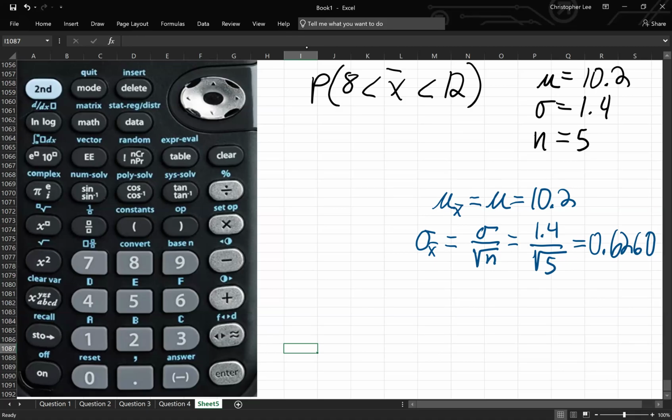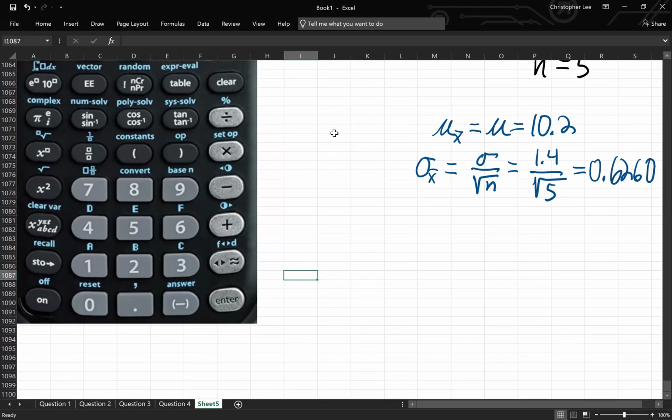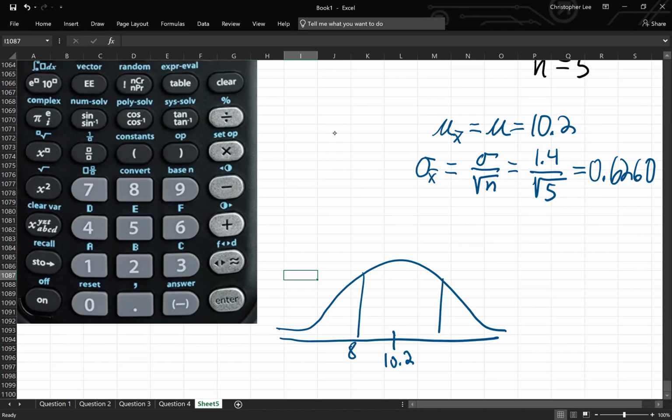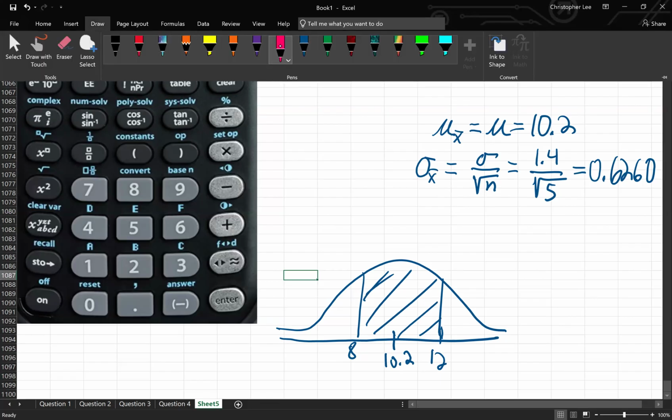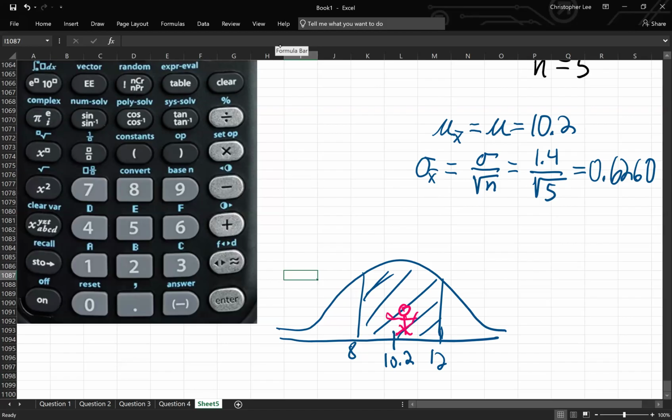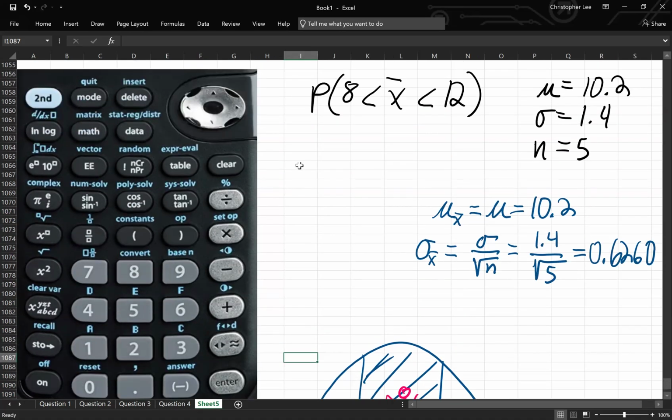All right. So now, what I want to do is draw my distribution. You know that my mean is 10.2. I know that they're looking for 8 to 12, and I want this area in the middle right here. Let's pretend that I'm standing in the middle. In your calculator, you're going to do normal CDF.